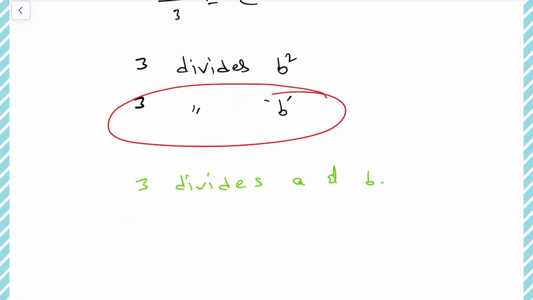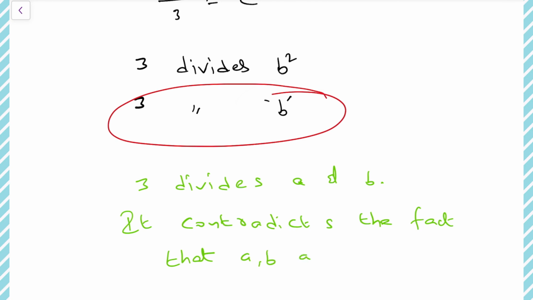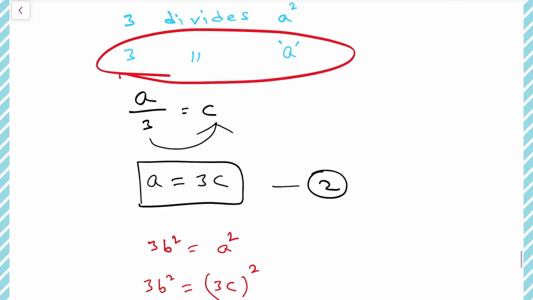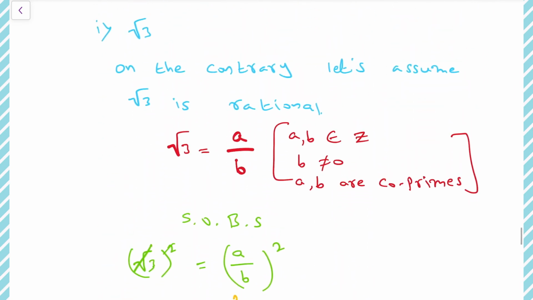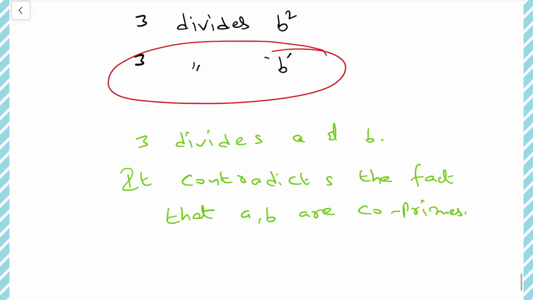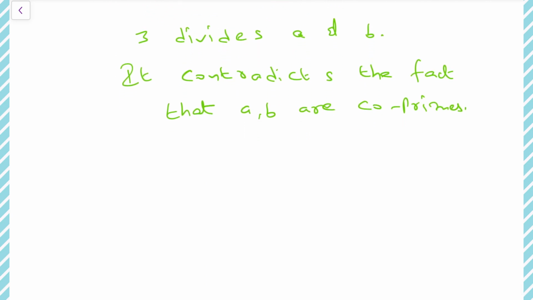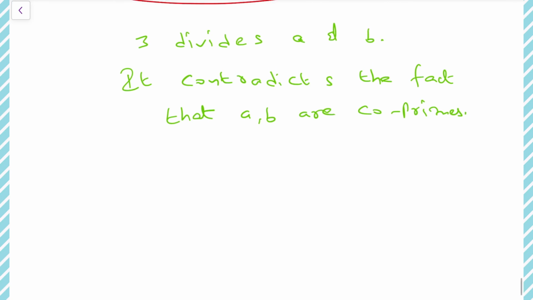a and b. So it contradicts the fact that a, b are co-primes. Because in the beginning we took the conditions. In that, one of the conditions is a, b both are co-primes. It means for a and b only number 1 is the common factor, no other common factor. But here we got clearly that 3 divides a and b. So 3 is a factor of a and b. Otherwise, 3 is a common factor for a and b. So that is the reason it contradicts the fact that a, b are co-primes.